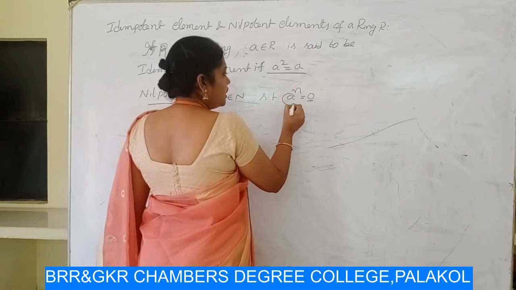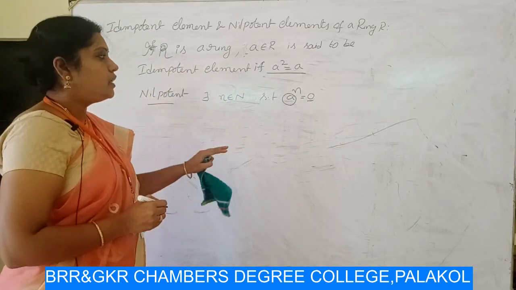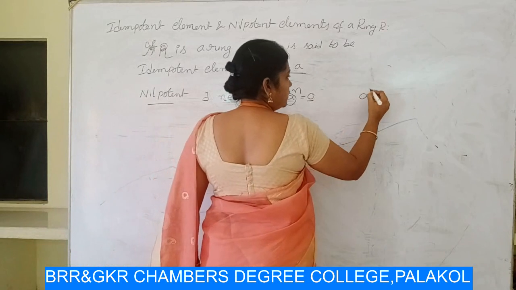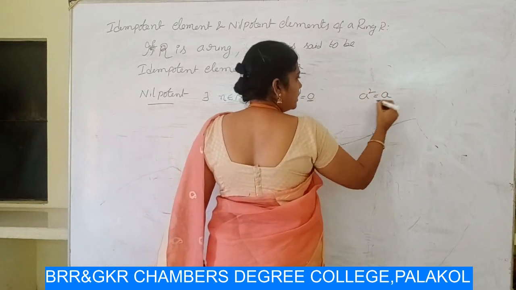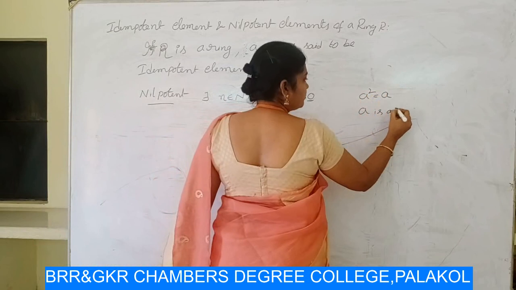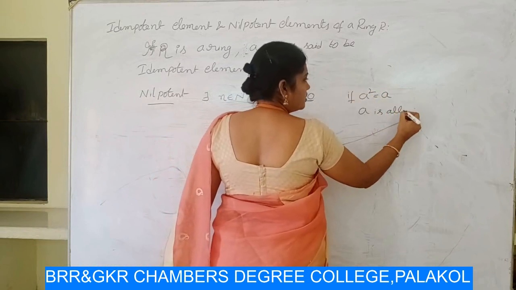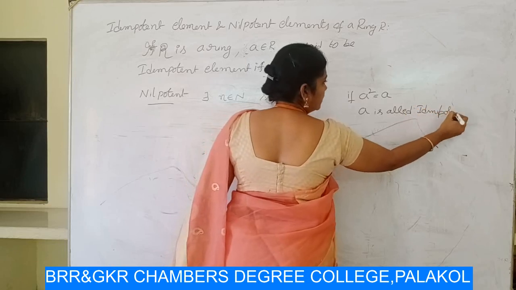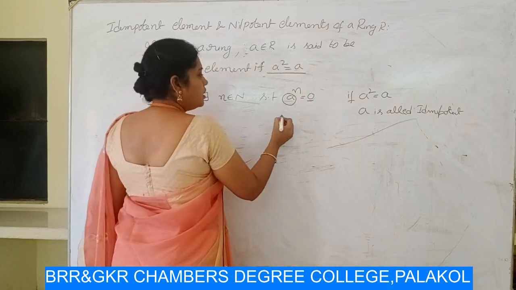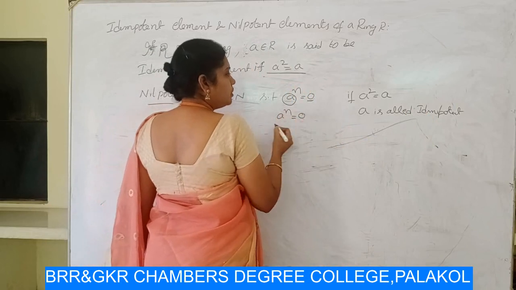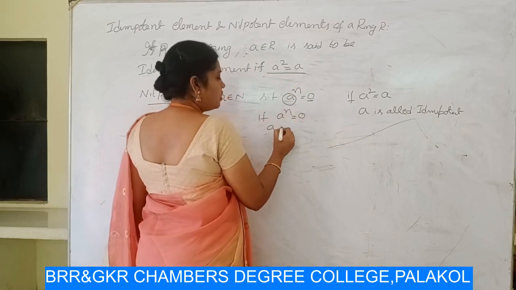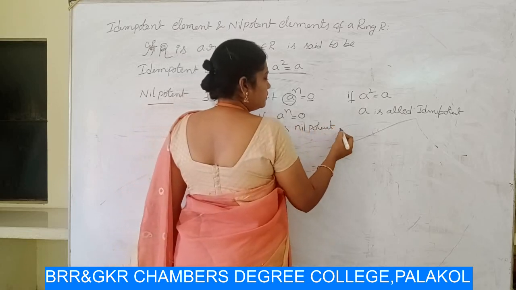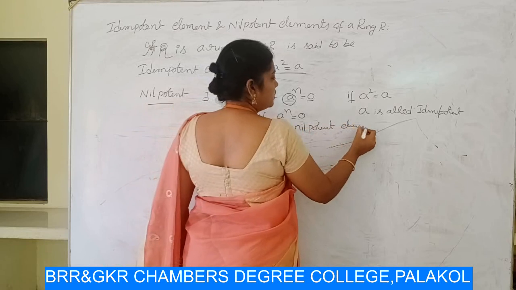Then that element A is called a nilpotent element of the ring R. An idempotent element is one where A square is equal to A, then A is called an idempotent element of the ring R. If A power n is equal to 0, then A is called a nilpotent element of the ring R.